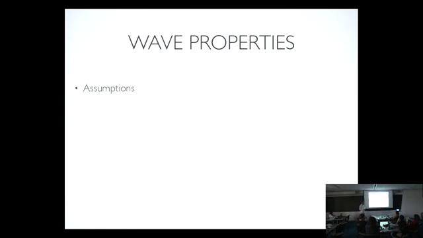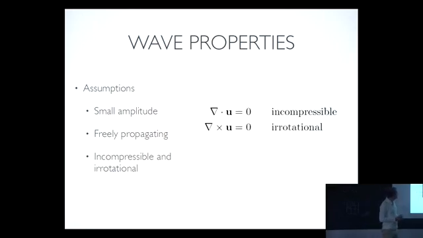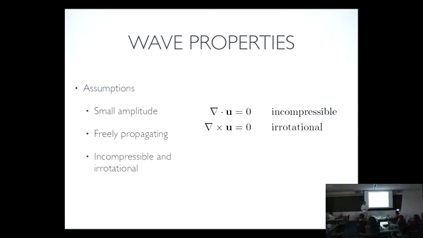We have to make some assumptions, and we will start by assuming we have a small amplitude, which we will use later. We also assume that the waves are freely propagating, and that the water is incompressible and irrotational. This last point we use to get these equations for the velocity field. The divergence is 0, as well as the curl. And because of the second one, we can write a potential called the velocity potential phi. And when we insert this in the divergence, we get the Laplace equation for phi.